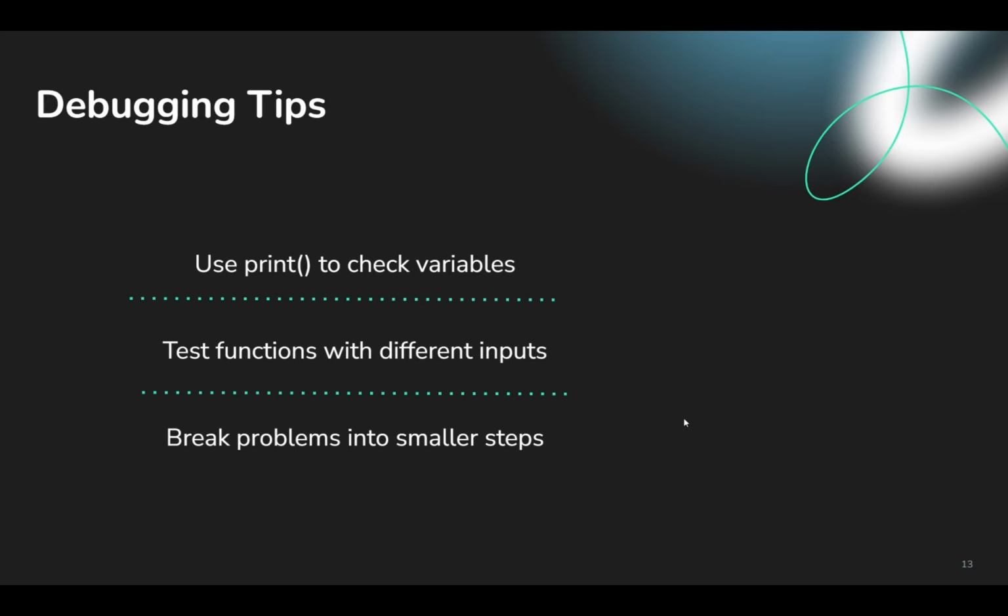When your program doesn't work, don't panic. Debugging is just a part of coding. Use print to see what's happening inside variables. Test your functions one at a time and break big problems into smaller steps. Every coder does this, even the experts.